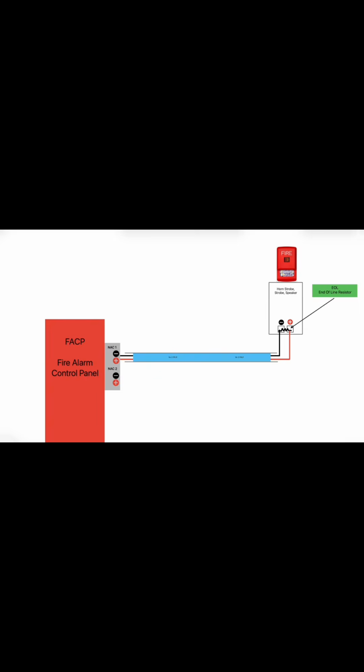If there is an open or a short in the circuit, the panel knows to beep and display a trouble message, indicating there is an issue with the circuit. The panel will only be happy and normal if it can see the resistance value of the end-of-line resistor. That's a Class B NAC circuit in a nutshell.